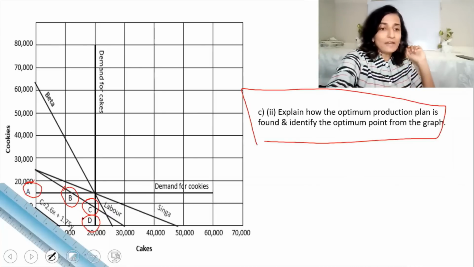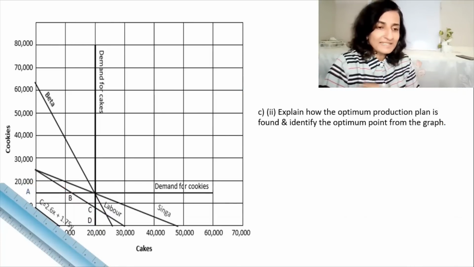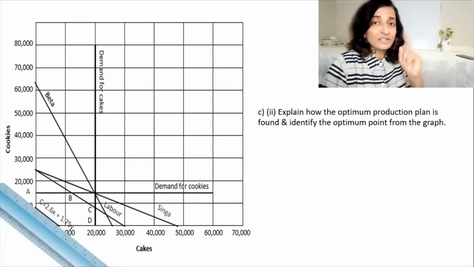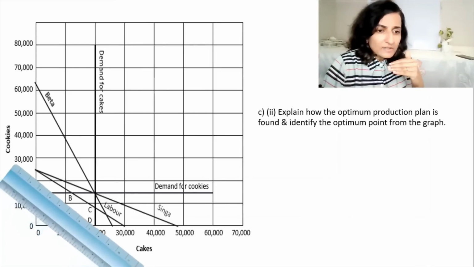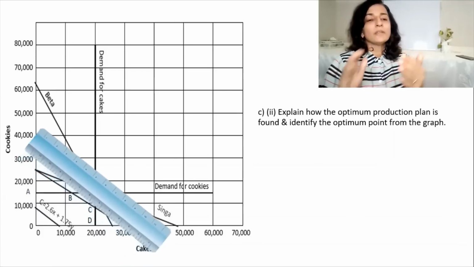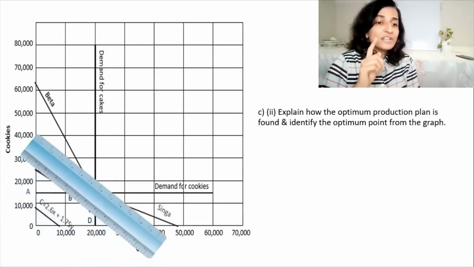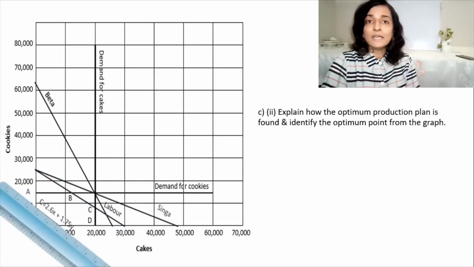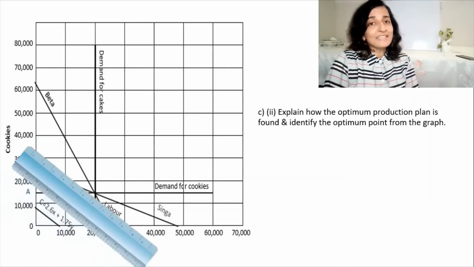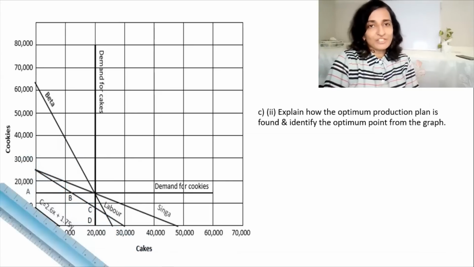So let's drag the scale. Observe carefully the movement of the scale. Which is the point where the scale leaves the feasible region? It is crossing A, it is crossing B, and finally C. So the point at which the scale leaves the feasible region is point C, which means that point C is the optimum production plan.